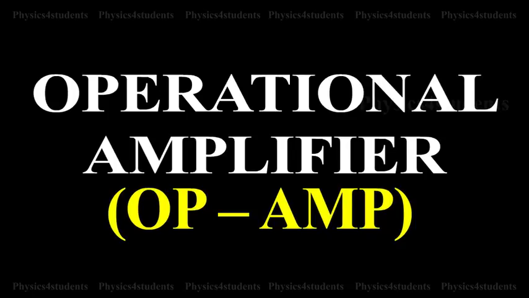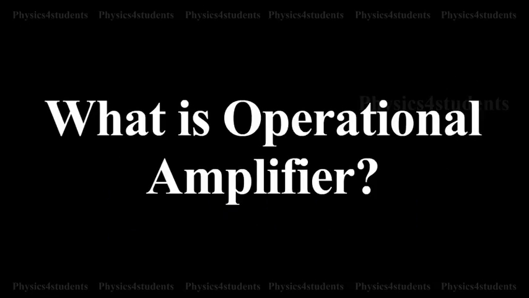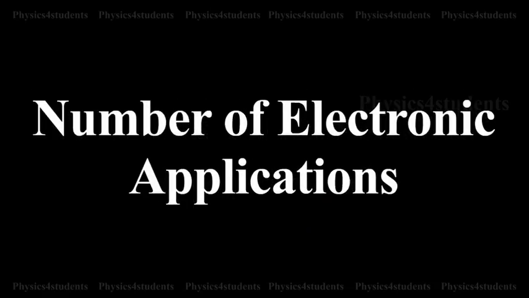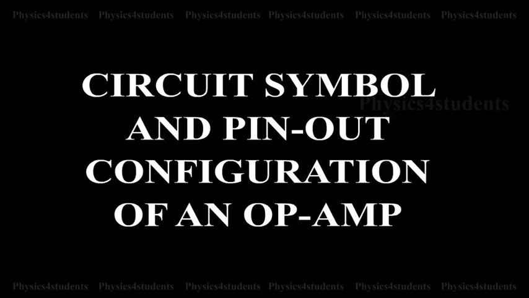Operational amplifier, that is op amp. In the previous section, we have studied what an operational amplifier, that is op amp, is, the number of electronic applications and the most important characteristics of an operational amplifier. In this section, we are going to explain the circuit symbol and pinout configuration of an op amp.